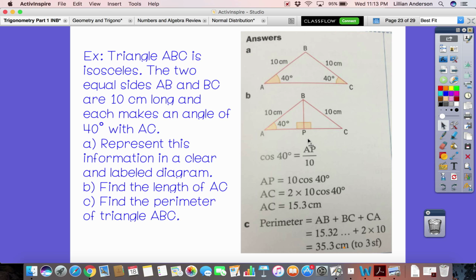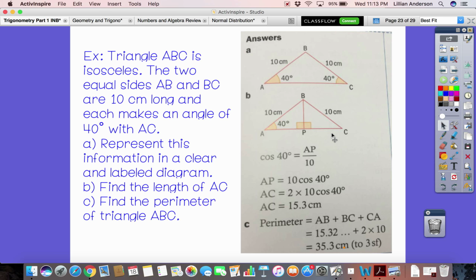Yes, you can do that with an isosceles triangle. Only with an isosceles triangle can you go from one of the vertices, the vertex where the 2 equal sides meet, and drop down a perpendicular. What that actually does is split your triangle into two congruent triangles where AP and PC are equal.